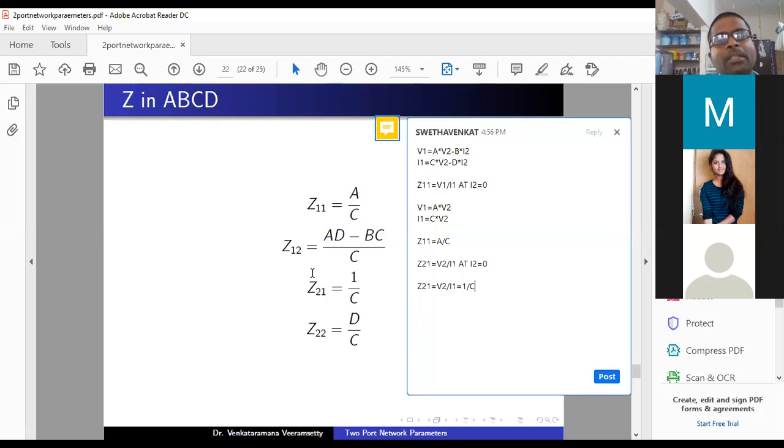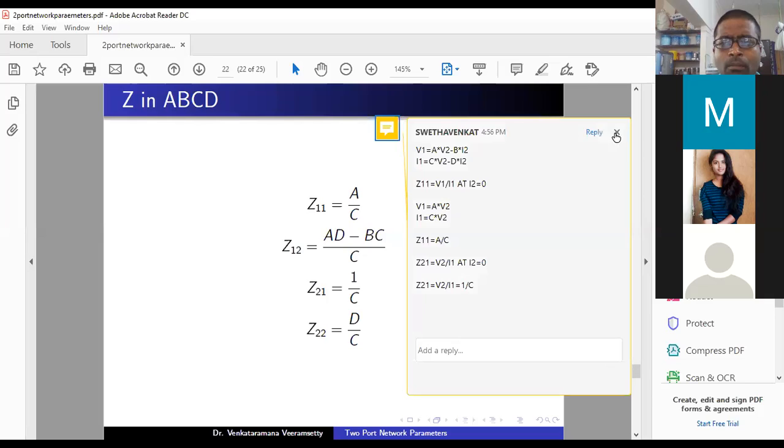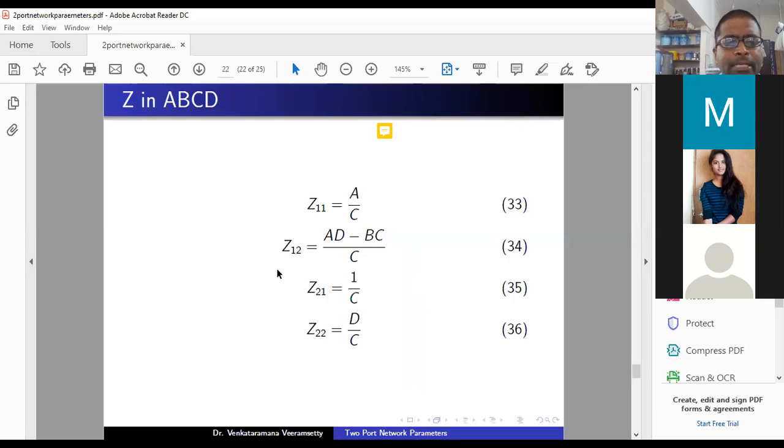But for our regular academics, you have to remember these 4 equations along with how we are deriving these 4 parameters. Done. So this is over. We found Z11 and Z21 in terms of the ABCD parameters or transmission line parameters. Later, we will move to how we calculate Z12 and Z22 in terms of the ABCD parameters.